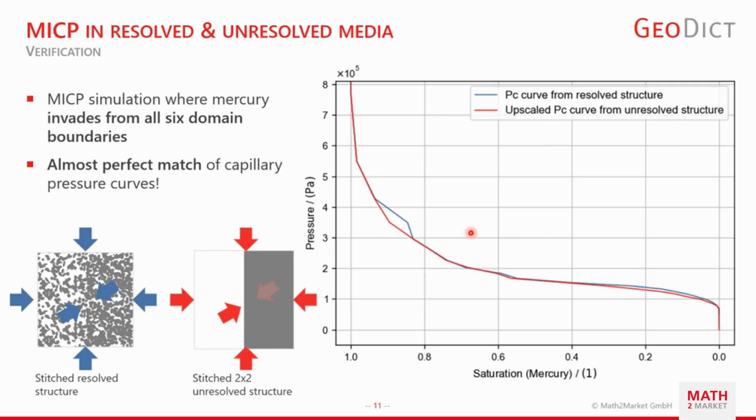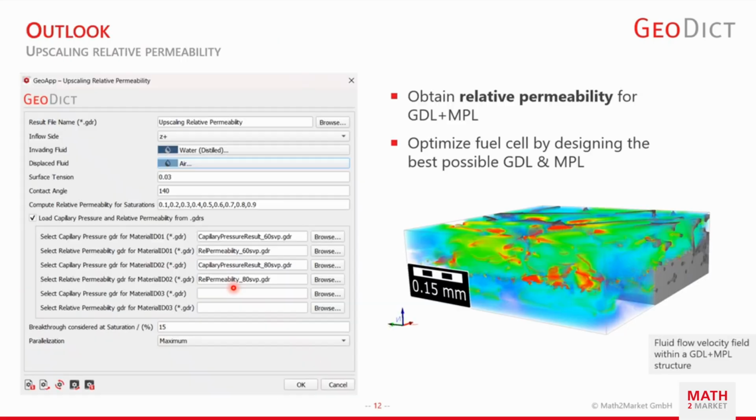And as you can see, the match is quite good. For the resolved structure, the blue curve, we have an almost identical curve as for the upscaled curve. Only here, at that narrow part of saturation around 90%, we have a small deviation that could also be a boundary effect of this structure here. But that is only the first step.